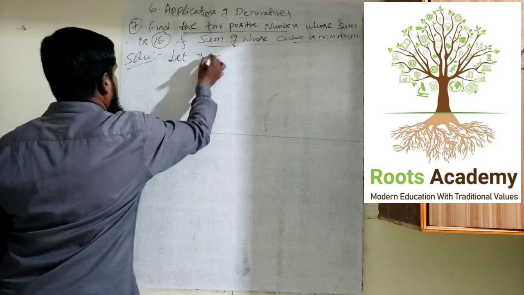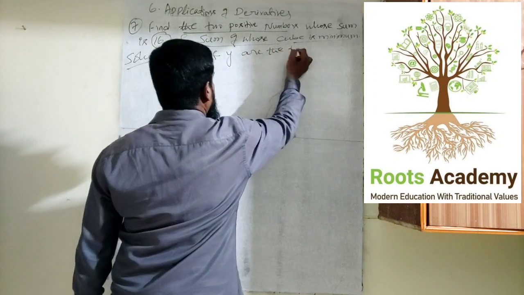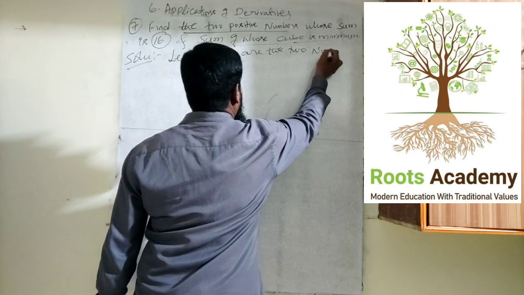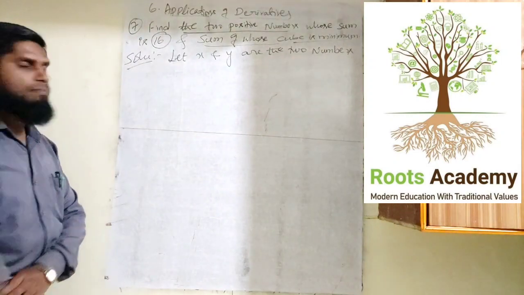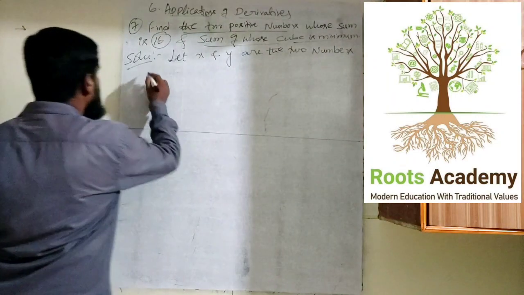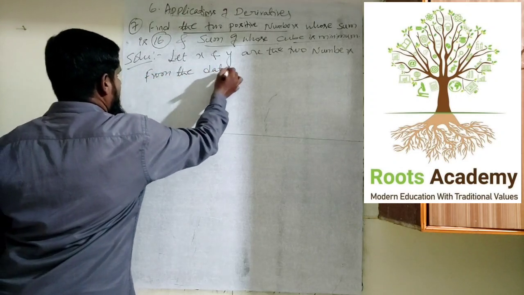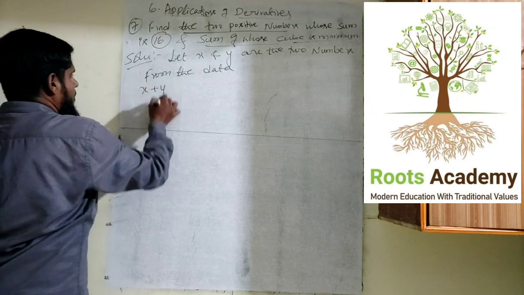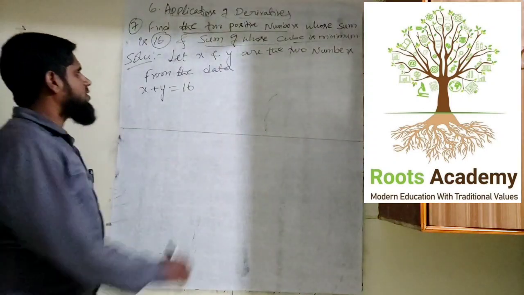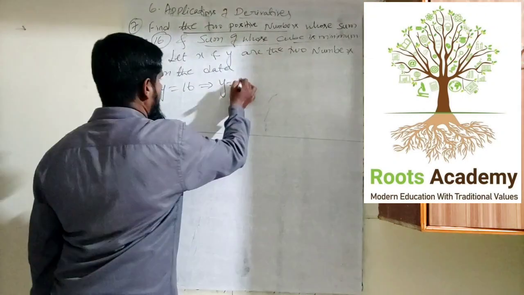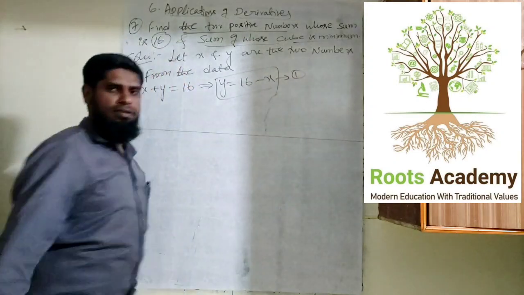Let x and y be the two numbers. After taking x and y as two numbers, let us follow the data. From the data, x plus y is equal to 16. Then obviously our y is 16 minus x. This is my equation 1.